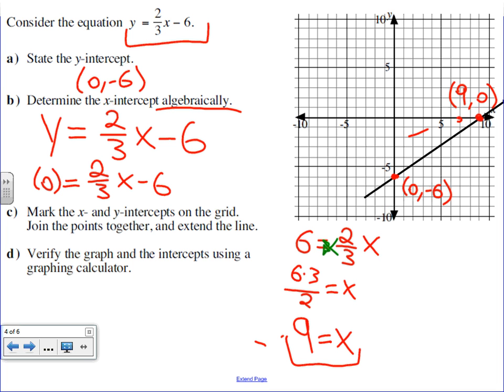Verify the graphing intercepts using your graphing calculator. If you punched it in, it would look just like that. That's why it says that as the last part, because you should always check to see if you got it right. There's nothing wrong with checking on your calculator. If you got x equals 7 and you look at your graph in the calculator, it's supposed to be 9, you screwed up somewhere. Go back and fix it. That's all it is.